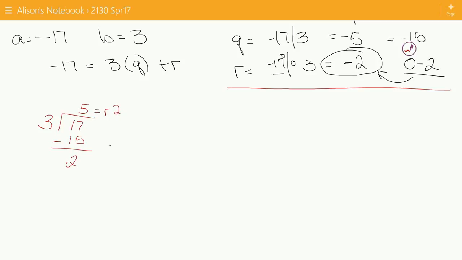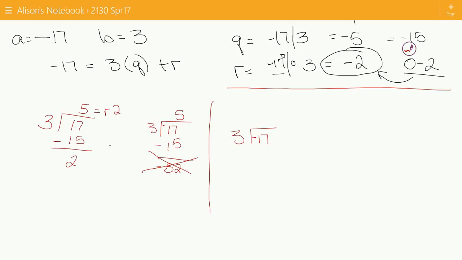But what happens if I am doing 3 divided into a negative 17? Well, once again, if I put a 5 here, 3 times 5 is 15. If I subtract these two numbers, I'm going to end up with a negative 32, and this does not work. All right, so let's try it again. We're going to take 3 and divide it into a negative 17.